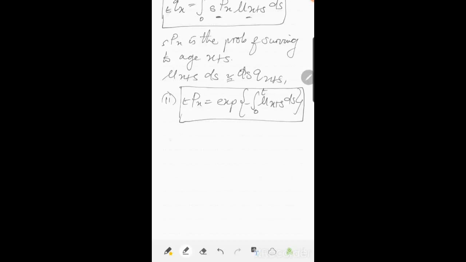So we move to simple parametric survival models.